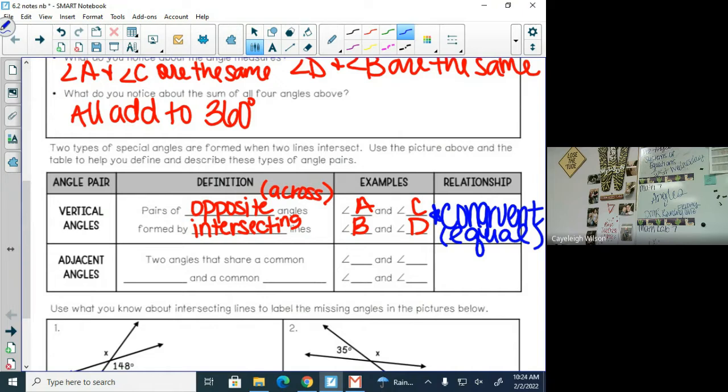All right, so they're congruent. So I'm going to add a new one up here. Vertical angles. Those are angles that are across from each other. They are equal. So vertical angles that are across from each other are equal. Okay.